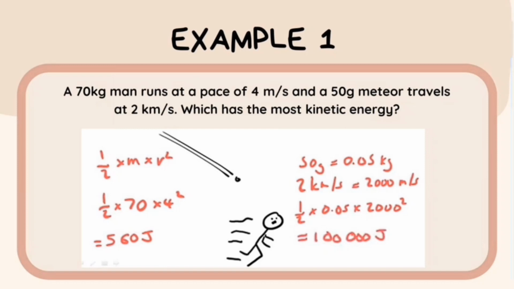So just put the information that we already know into the formula. So 1/2 multiplied by 0.05 multiplied by 2000 squared. For the meteor travels, we got 100,000 joules of kinetic energy. The question wants the most kinetic energy, so we need to differentiate which situation has the most kinetic energy. So the answer is the meteor travels.